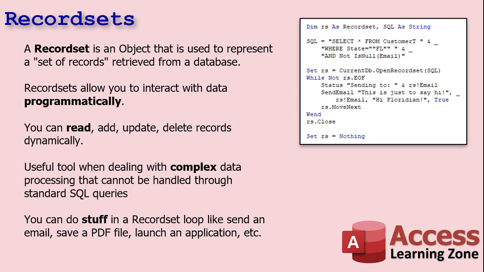And usually record sets are powerful because you can do stuff in the loop, right? Like a basic query can't send an email or save a PDF file. But you can do all that stuff in a record set loop. Here's an example. We're going to build this a little bit later. We're going to set up a record set. Here's the SQL, right? Give me all the customers from Florida that have an email address. Here's the record set declaration, right? We're going to loop through all the records, and then we're going to send an email inside that loop to each of those people, right? You can't do that with a basic query, so that's what we're going to do today.